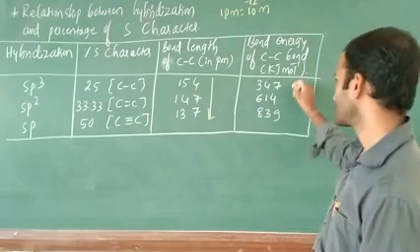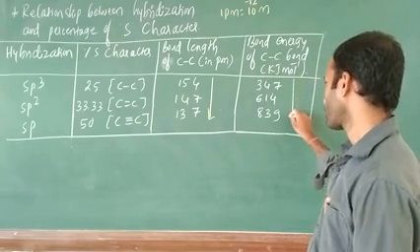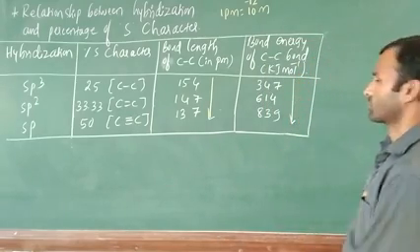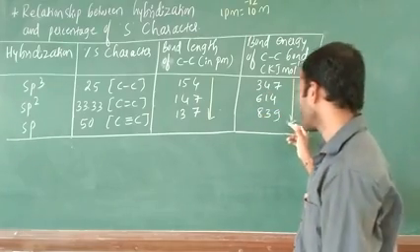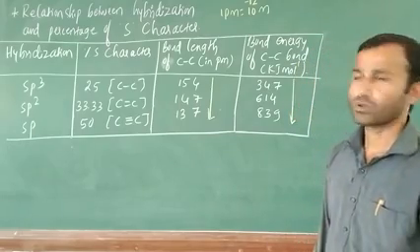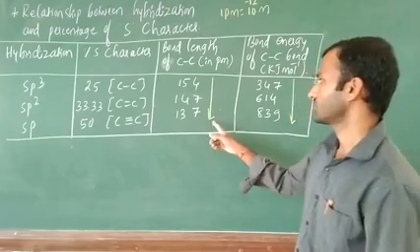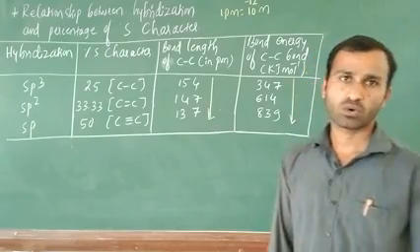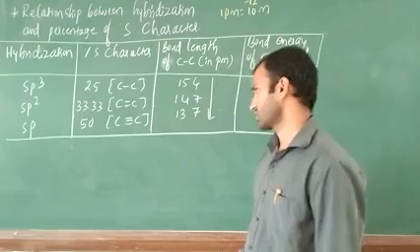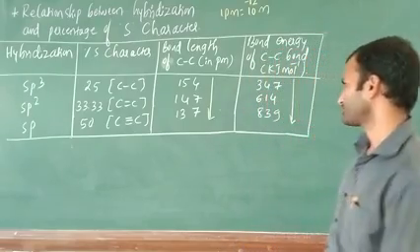In this case what happened? Down the series in the tabular column, bond energy is going to increase, but bond length is going to decrease. Bond length and bond energy are inversely proportional to each other. That is also a most important point.